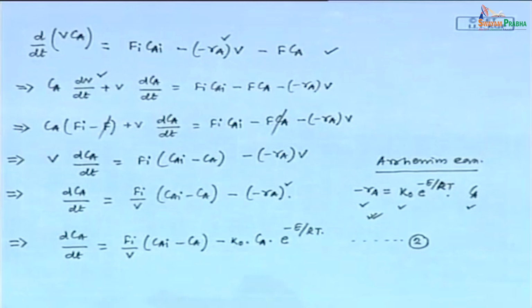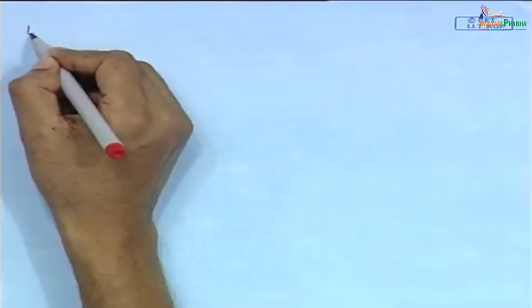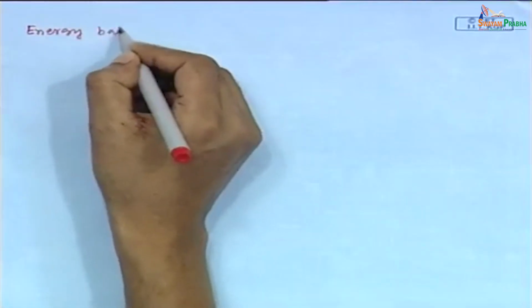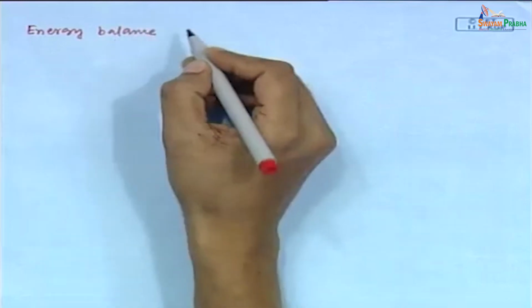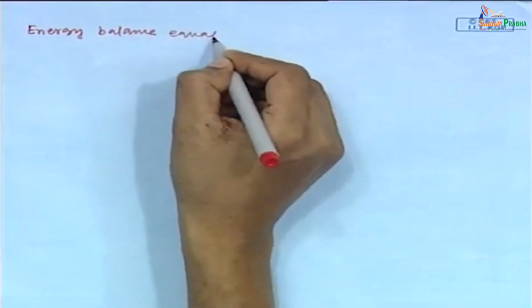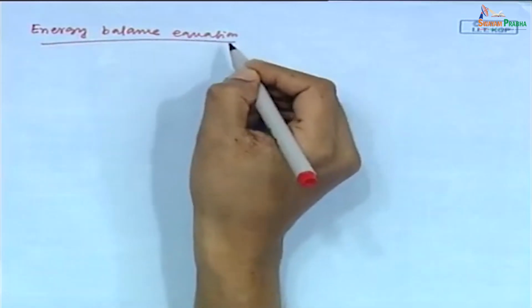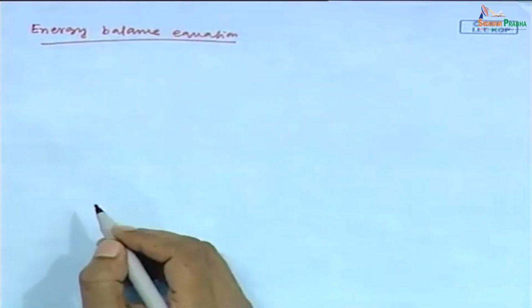Fine. So, these two equations we have derived based on the conservation of mass. Next, we will consider the energy balance equation, the energy balance equation for the example CSTR system.